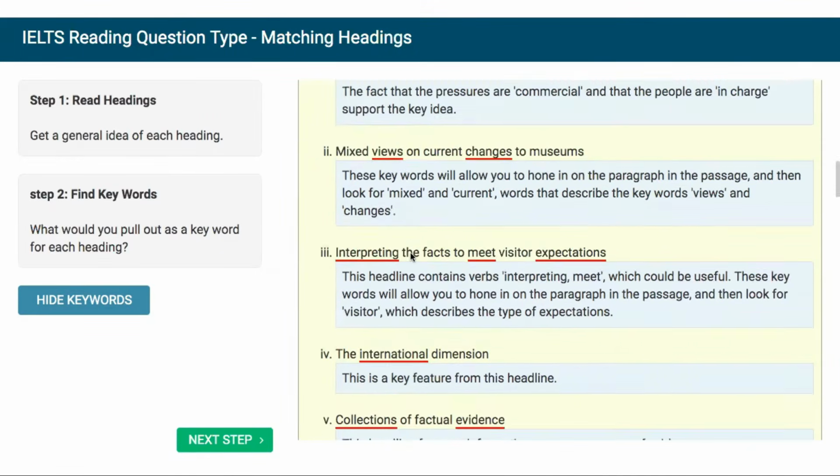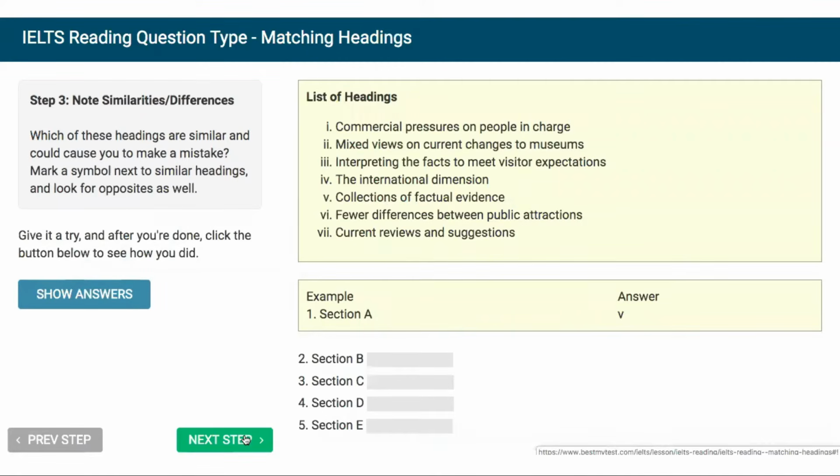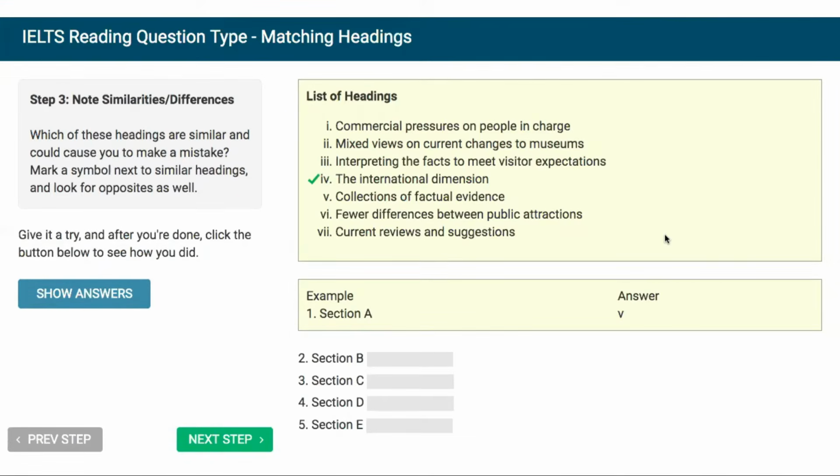All right, so now that we've done steps 1 and 2, let's go ahead and move on to step 3. Now, we're going to note the similarities and differences of each heading. And again, like I said, this is very important and one of the reasons why people struggle with this question type. So think about this. Which of these headings are similar and could cause you to make a mistake? If you think about this, looking at all of these headings talked about in the previous step, we see number 4, the international dimension.